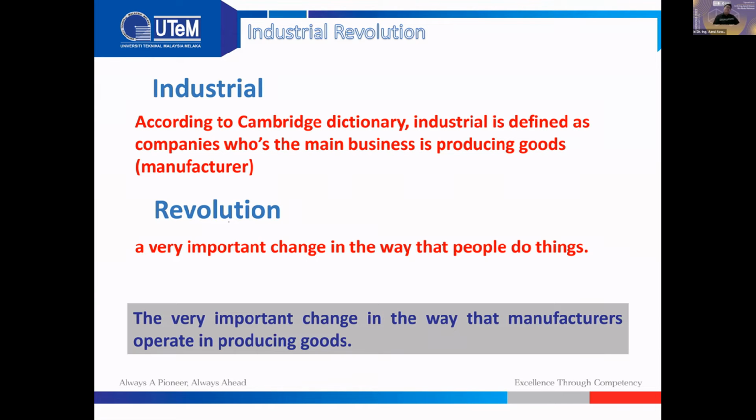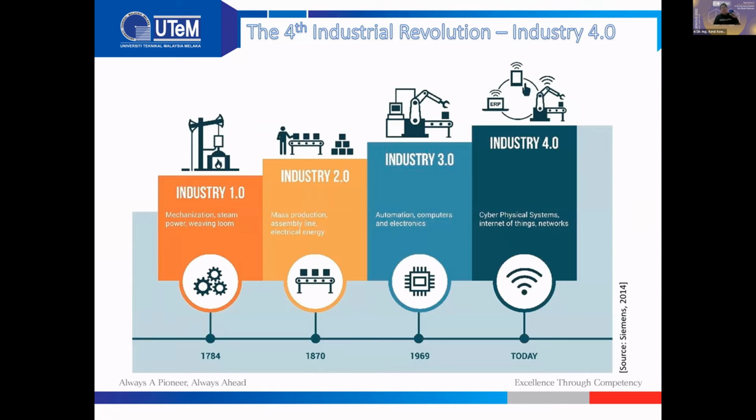So if you compare nowadays with the previous one, maybe the third Industrial Revolution, what exactly changed? That's what you have to think: why do we now call it the Fourth Industrial Revolution, and what exactly has changed in terms of manufacturing or producing goods in this Industry 4.0? So we take a look at the common diagram of Industry 4.0.